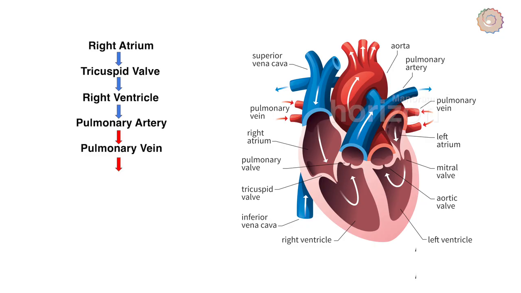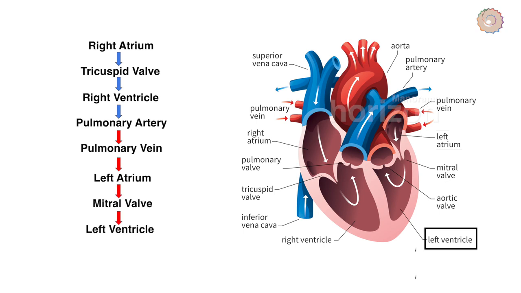The oxygenated blood enters the left atrium, then descends through the mitral valve into the left ventricle. The left ventricle then pumps blood through the aortic valves and into the aorta, the artery that feeds the rest of the body through a system of blood vessels.